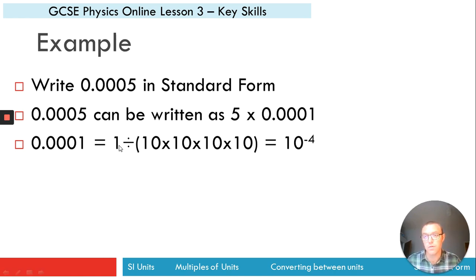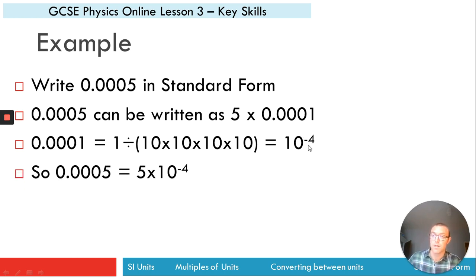0.001 is equal to 1 divided by 10 times 10 times 10 times 10, which is equal to 10 raised to the power 4. If you're unsure, you can look back at the last slide, or you can see, if you count up the zeros here, 0.0001 is 10 to the power minus 4. 4 zeros, minus 4. So 0.005 is equal to 5 multiplied by 10 to the power minus 4.